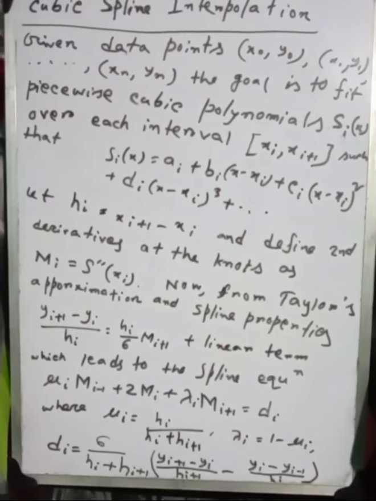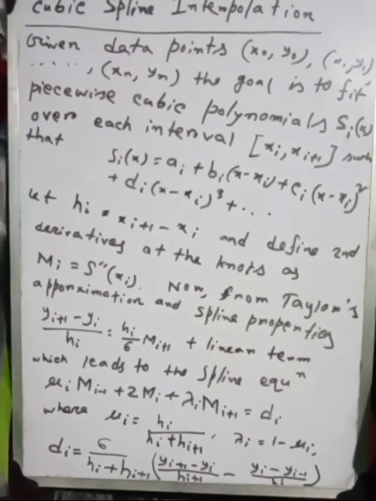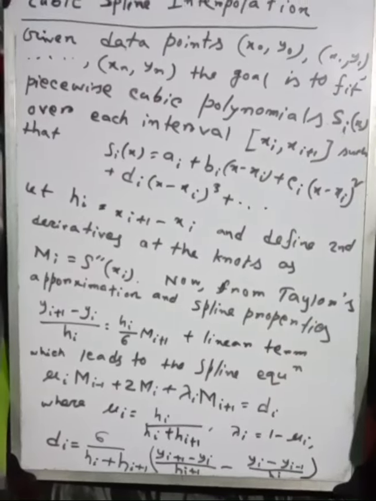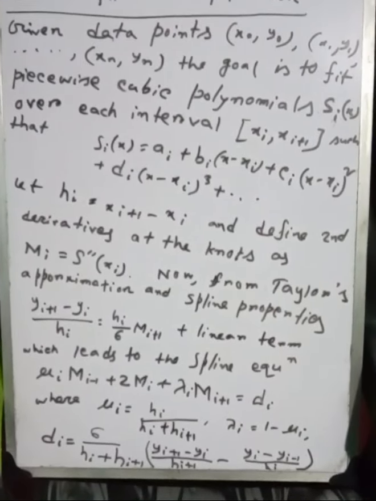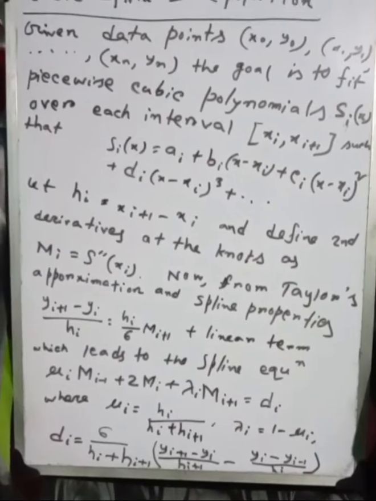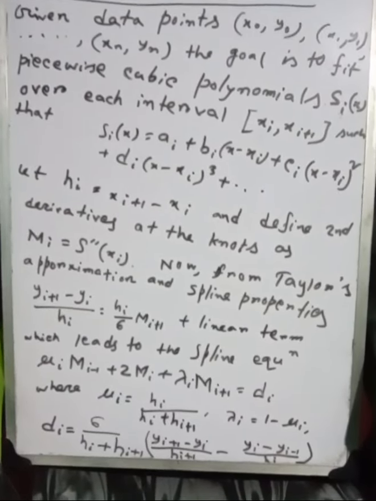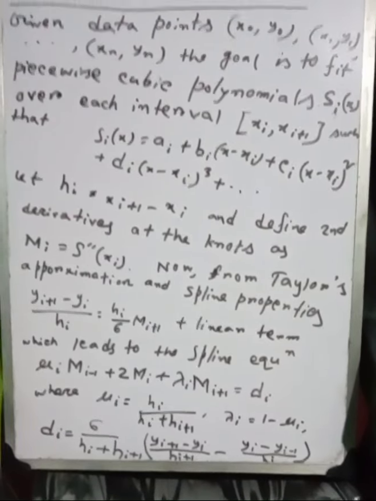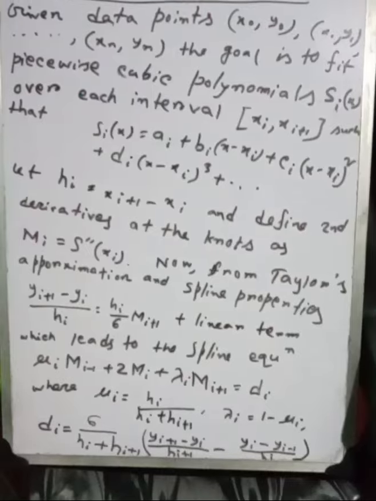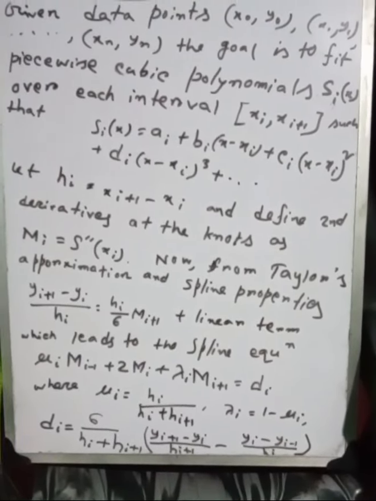Let hi be equal to x(i+1) minus xi. And we define our second derivatives at the knots such that mi is equal to S double dash of xi. Now from Taylor's approximation and spline properties, we can write (y(i+1) minus yi) divided by hi is equal to hi divided by 6 multiplied by m(i+1) plus a linear term, which leads to the spline equation.